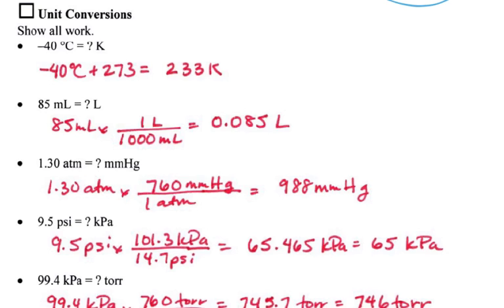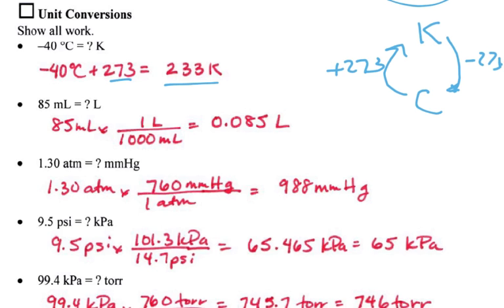Okay, we need to be able to convert things back and forth. The first thing, to go from Celsius to Kelvin, we just add 273. And I always try to remember that Kelvin is higher in the alphabet than Celsius. So if I want to go from Celsius, I have to add 273, and if I want to go from Kelvin back to Celsius, I have to subtract 273. That's how I remember it. So negative 40 plus 273, I get 233 Kelvin.